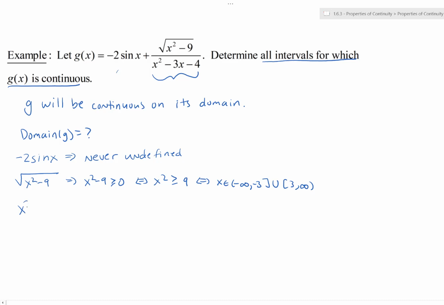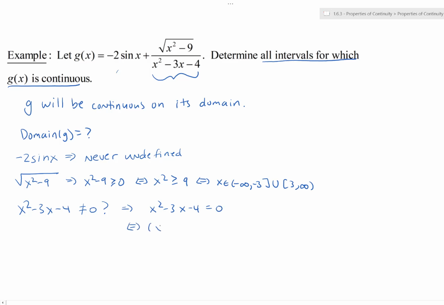Now comes the x squared minus 3x minus 4. Right, well, that's in the denominator. So that's a polynomial function. It's always defined. So really all we care about is when is that non-zero, right? Because if it was 0, then it's not going to be defined as a function for g. So let's figure out when that is actually equal to 0, and then we'll exclude those values from the domain. So when is this 0?